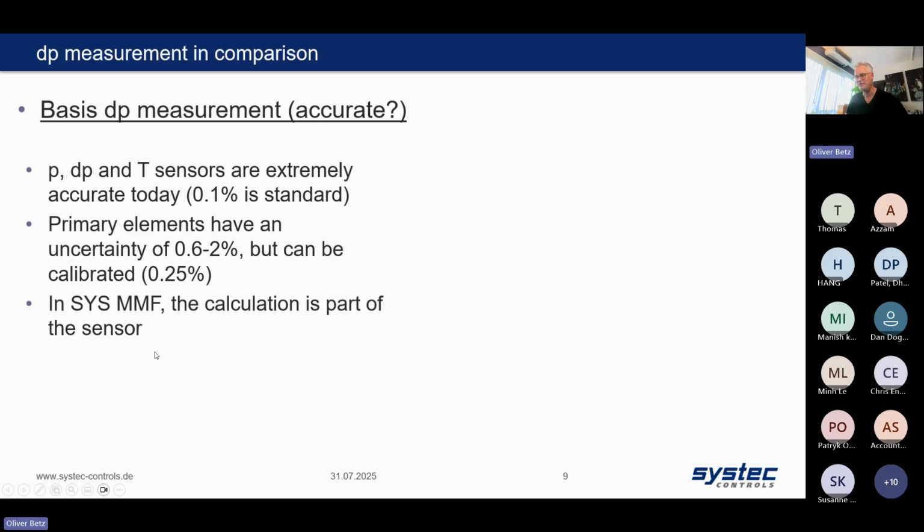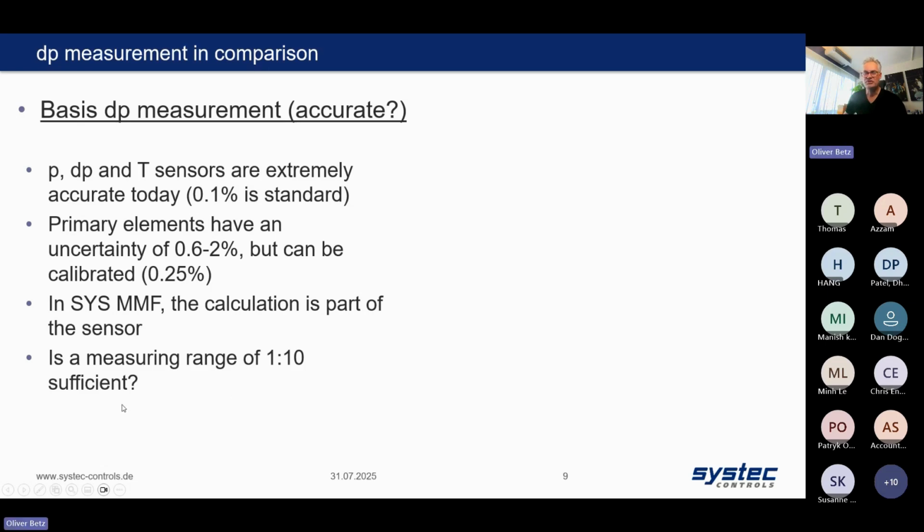Once more, back to the multivariable. The advantage of a multivariable is that the calculation is part of the sensor. So no headache with digital analog and analog digital errors or something like that. If you take the MMF, all is together in one unit, and you have no headache with the AD and DA conversion.